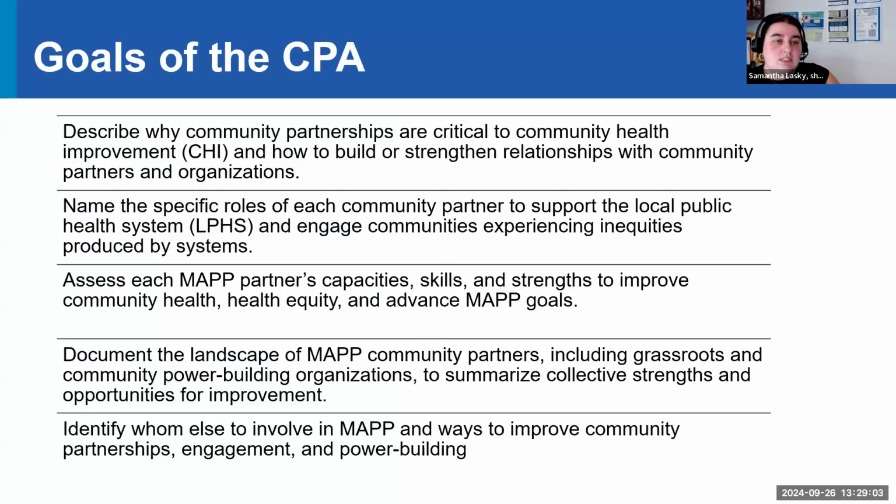to assess each partner's capabilities and skills, to document the landscape of community partners, including your grassroots and community power building organization, to really understand and summarize the collective strengths and areas for opportunities across the local public health system, and to identify whom else to involve in MAPP and ways to improve community partnerships, engagement, and power building. Next slide.